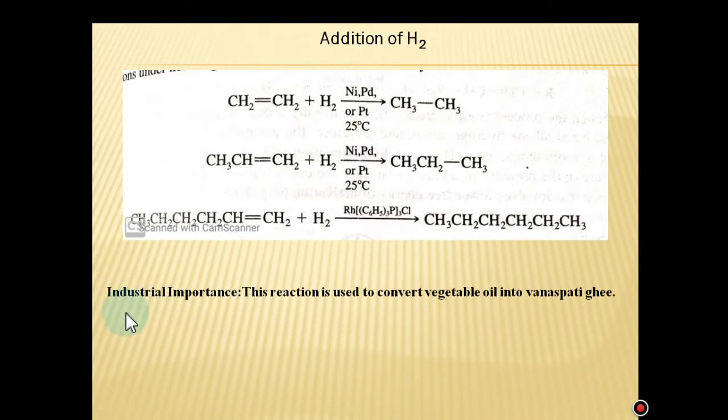A very important industrial use of this reaction, which you have already studied in class 11th, is to convert vegetable oils into Vanaspati ghee. You know that vegetable oil contains unsaturated fatty acids and their esters, and Vanaspati ghee contains saturated fatty acids and fatty esters.